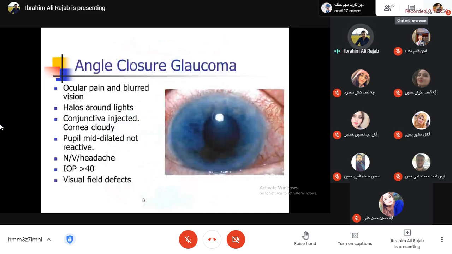So the patient will present with pain, blurred vision, halos of light, and the conjunctiva is injected. The pupil, as I told you, is mid-dilated, not reacting to light. The IOP is high. The patient has nausea, vomiting, headache, and visual field defect if the patient has chronic angle closure glaucoma.